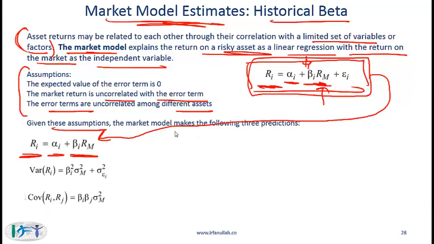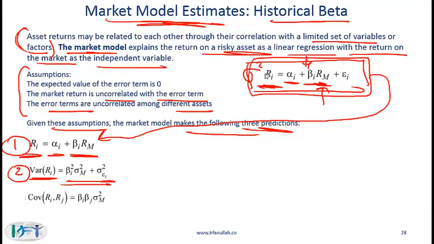Now, given these assumptions, the market model makes the following three predictions. The first one I've already highlighted. The second one is that the variance of returns of a stock can be given by this expression. This might look complicated, but all we are doing is the following. We are taking this expression and saying the variance of returns is equal to the variance of all this. What is the variance of a constant? That's 0. So then we are left with the variance of beta i Rm plus this error term. Then since the beta is a particular sensitivity, that can be pulled out. So we have beta squared into the variance of the market plus the variance of the error term.